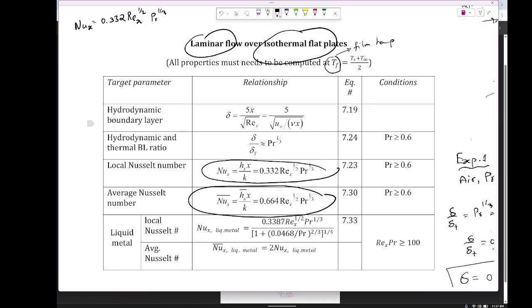The local Nusselt number gives me the local H, or local heat transfer coefficient. What can I find by the local heat transfer coefficient? I can find the local Q at any point. Okay? So everyone understand that?